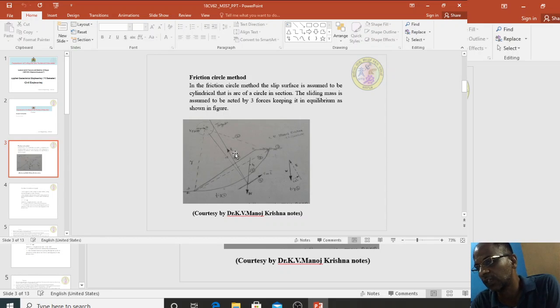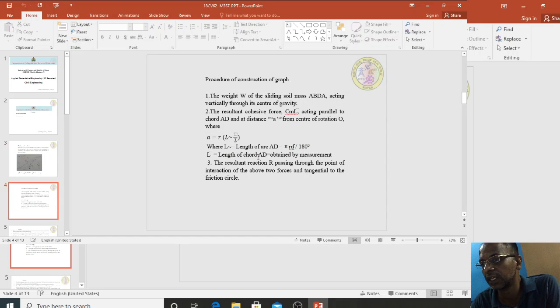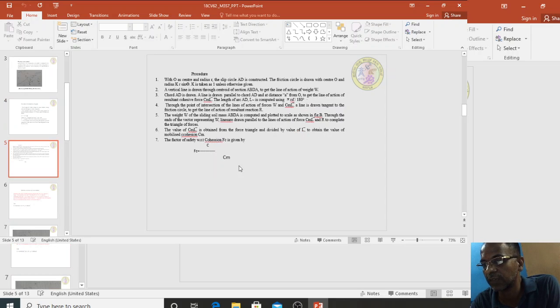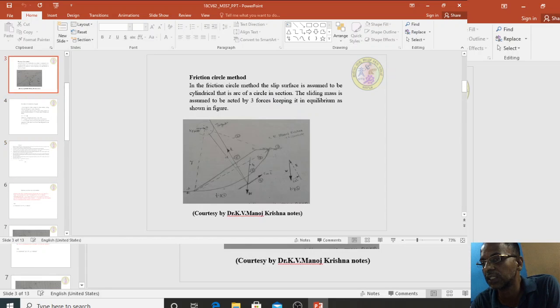Next, we have to calculate the factor of safety. Factor of safety is calculated by C divided by Cm, as you can see here. How to calculate C divided by Cm? In order to calculate that, we have to write the vector triangle. In the vector triangle, we have to arrange the three forces.